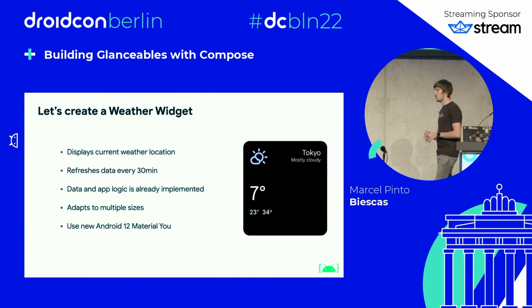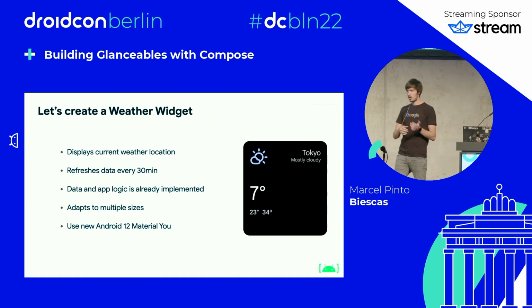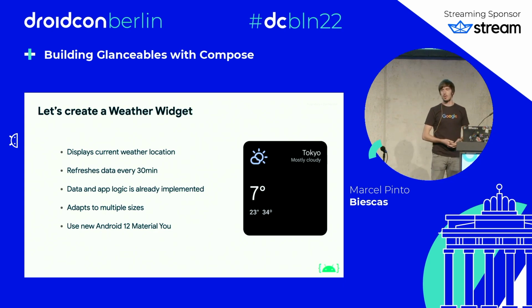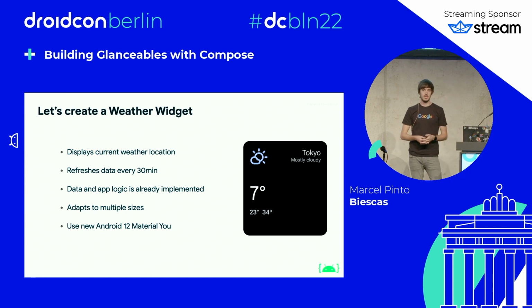All right, so now that we have a clearer overview of what Glance is and what we use it for, let's go into a more real-life widget. For that, we will implement a weather widget that displays the current location based on where we are, and that refreshes its data every 30 minutes.